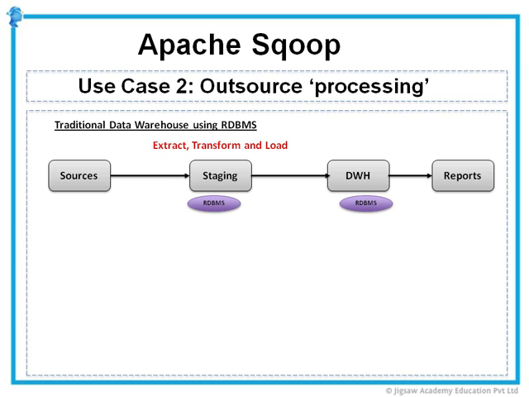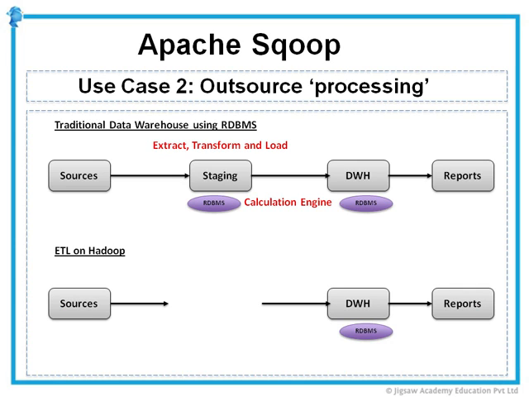In other cases, maybe you have some type of calculation engine that is used to perform calculations such as deciding if loan applications should be approved or not, and this also takes a lot of time. So in such cases, instead of performing this CPU intensive processing on your RDBMS, you could outsource that to Hadoop and then get the results back into your RDBMS. So you could replace your ETL on RDBMS with ETL on Hadoop.